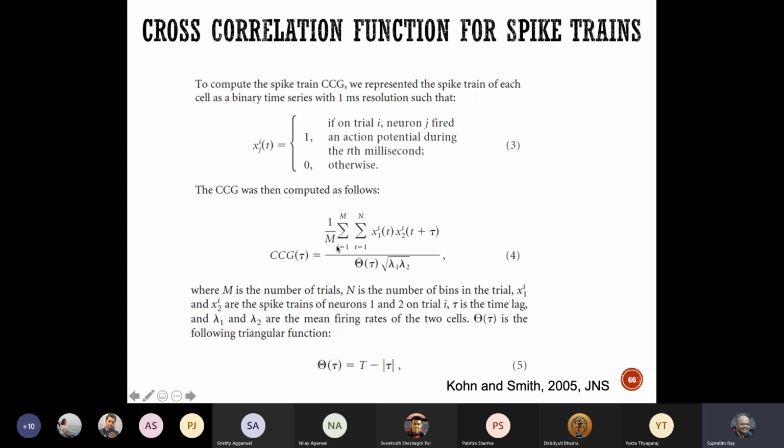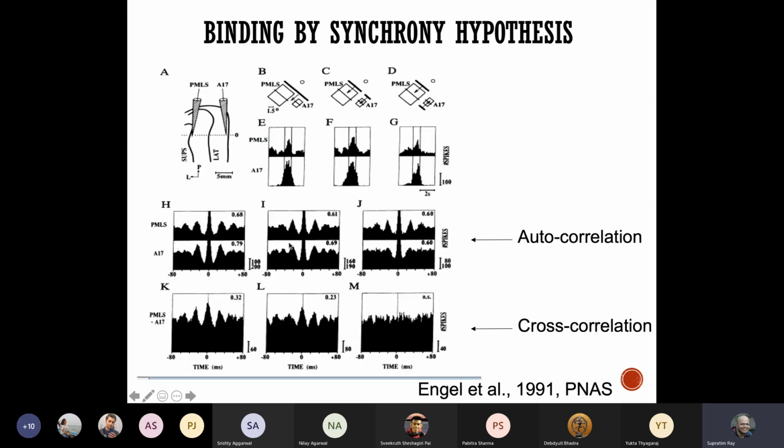So this is the function that I've given you a code that implements this. If you run it, you will get to the data. Before that, I would just tell you what to expect if the binding by synchrony hypothesis is true, which means that the neurons are firing rhythmically. Then the autocorrelation functions ought to have this sort of a shape. So this is evidence of oscillations, this rhythmicity at 25 milliseconds.